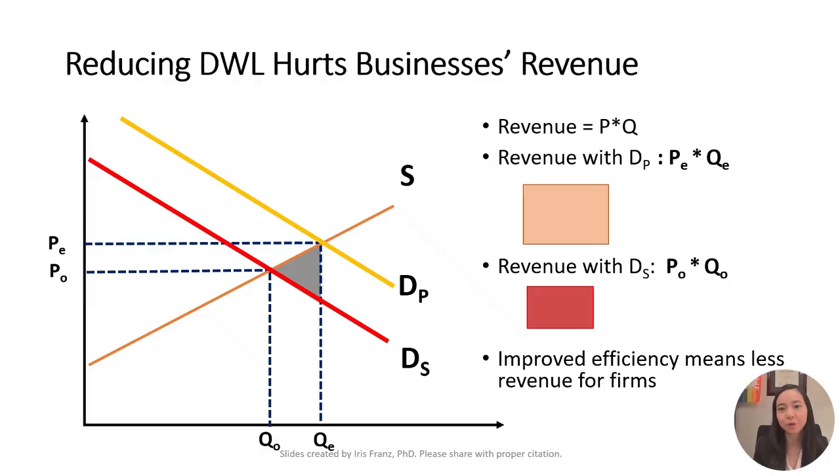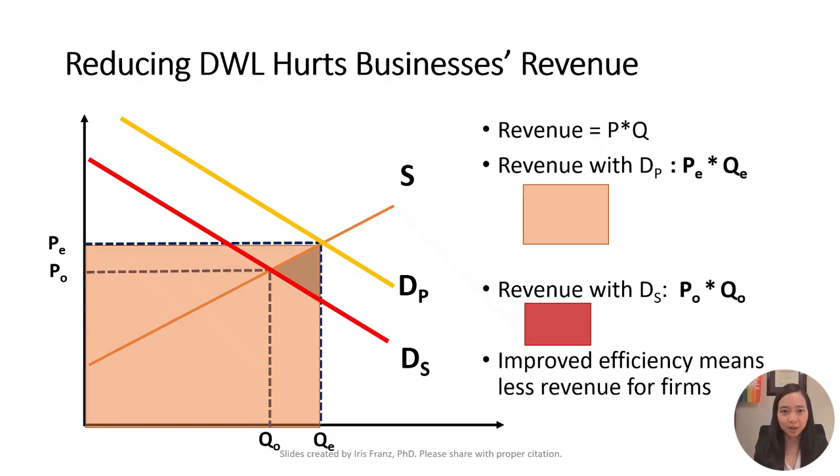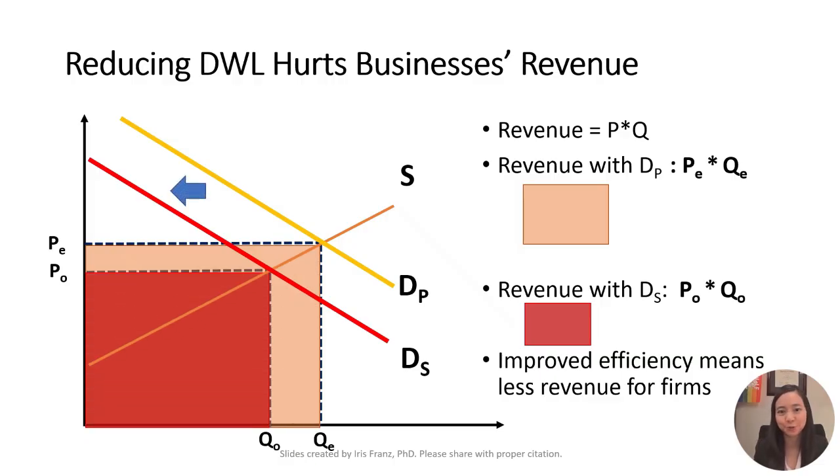This will result in revenue of PE times QE, which is the orange rectangle. However, if the demand curve shifts to the left to DS, the social demand curve, then the equilibrium price and quantity will be PO and QO, resulting in a smaller revenue, which is PO times QO, the red rectangle.